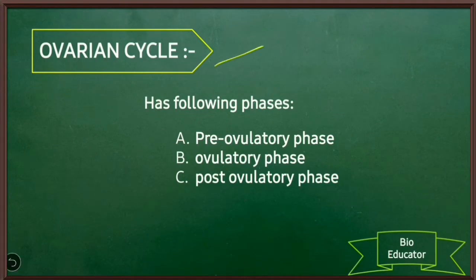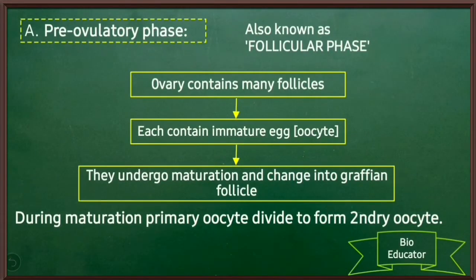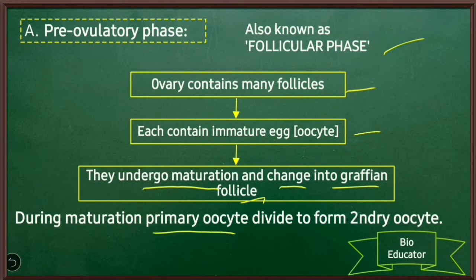It has 3 phases. First, the pre-ovulatory phase, second, the ovulatory phase, and third, the post-ovulatory phase. In the pre-ovulatory phase, which is also known as the follicular phase, the ovary contains many follicles. Each follicle contains an immature egg, meaning an oocyte. These follicles undergo maturation and change into the Graafian follicle. And during this maturation of the follicle, the primary oocyte also divides to form the secondary oocyte.